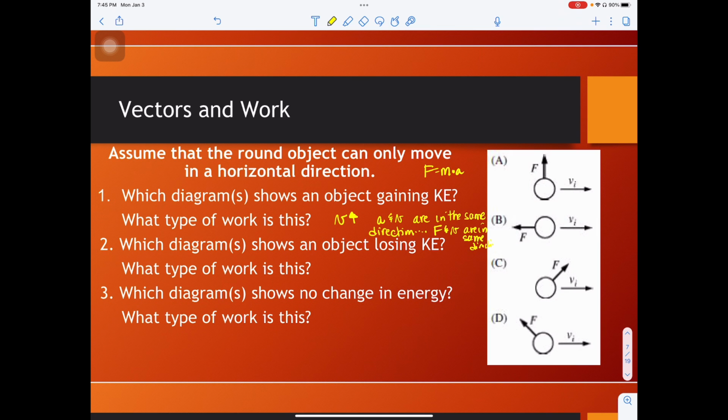Okay. So when I look at C, I know that it has a component of F in the X direction. It also has a component of F in the Y direction, but it's only this component that is in the same direction of the velocity that is going to actually make the velocity increase and therefore make the kinetic energy increase. I'm going to erase all that. All right, which diagram shows an object losing kinetic energy?